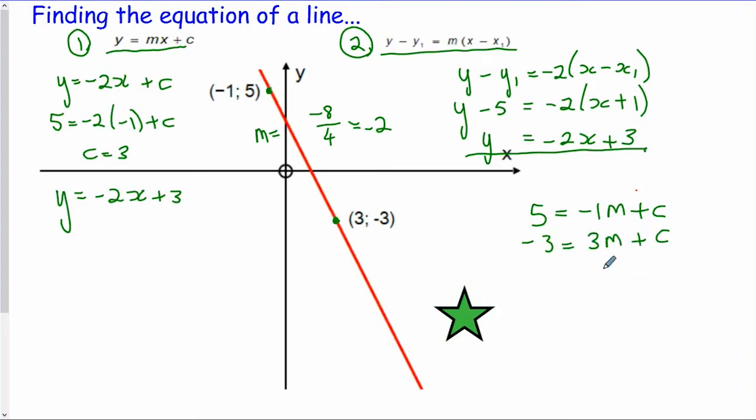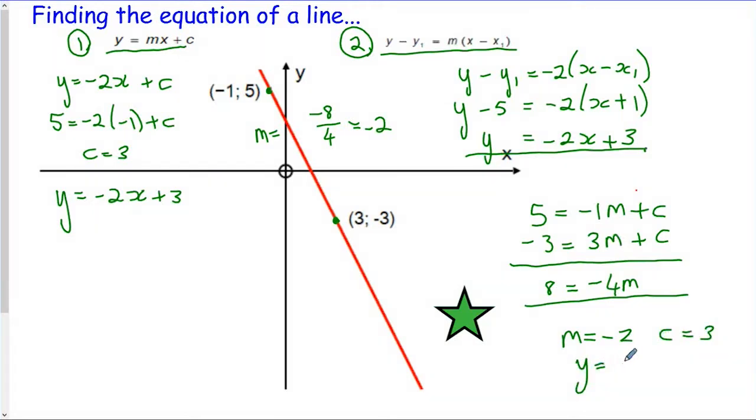Now I want to solve these 2 equations simultaneously. If I subtract them, the c's will disappear. I get -4m, because that's -1m minus 3m. I get -4m. 5 minus -3, I get 8. So I get m equals -2. And then I sub that value for m into either equation, and I get my c value of 3. And I get my final answer of y equals -2x plus 3. So that's method 3.